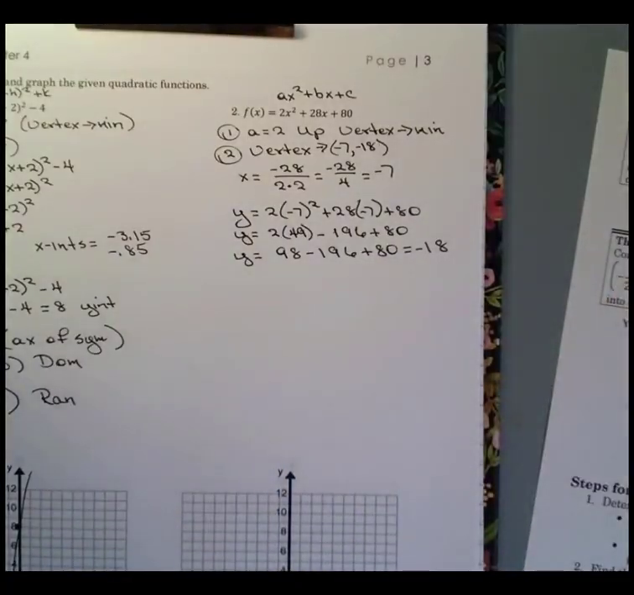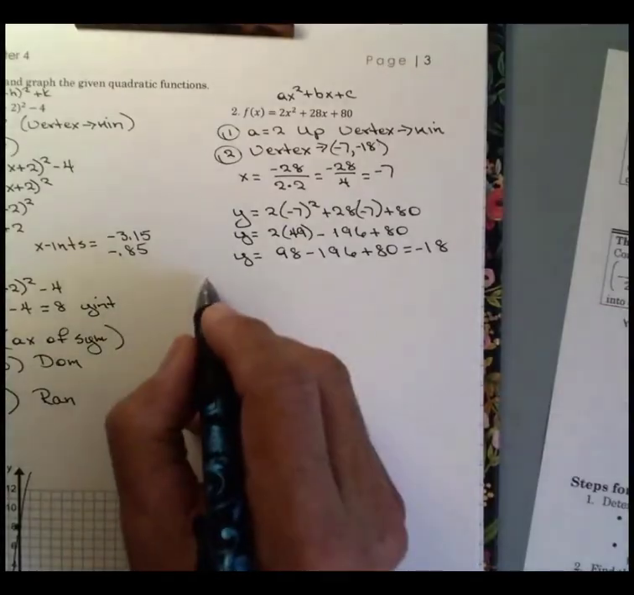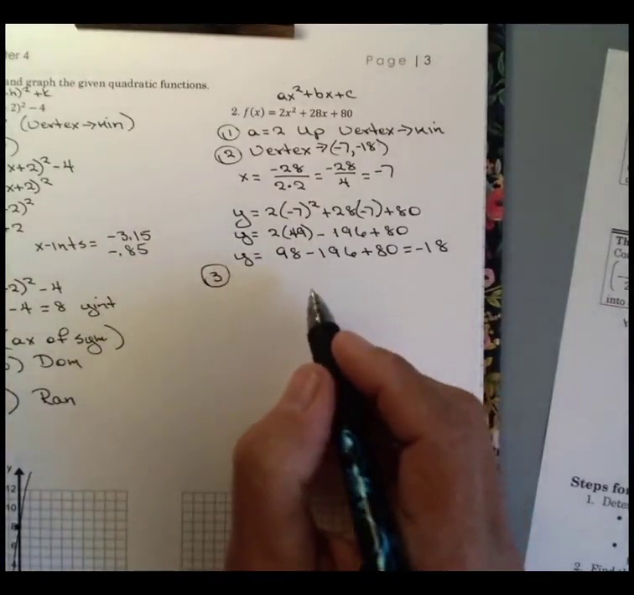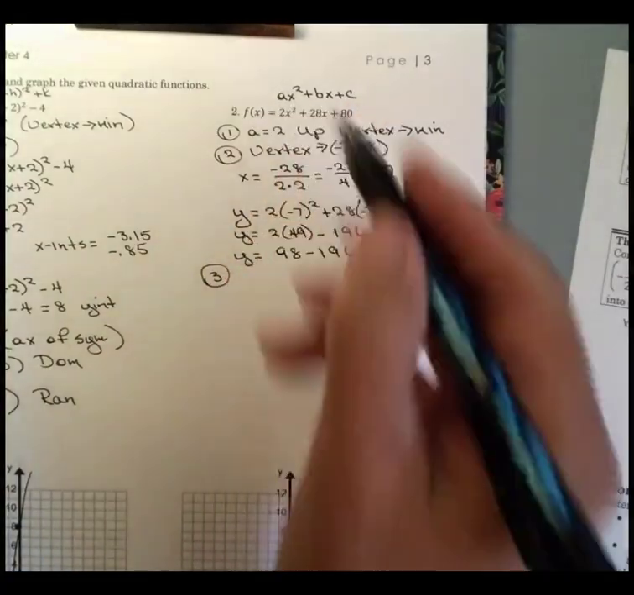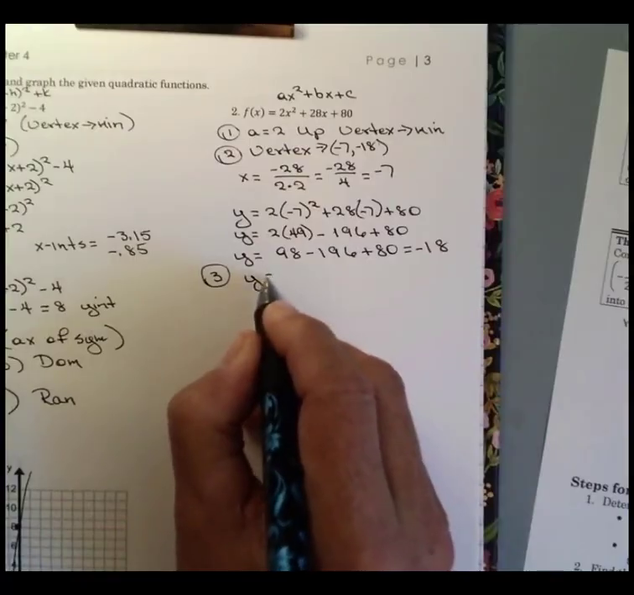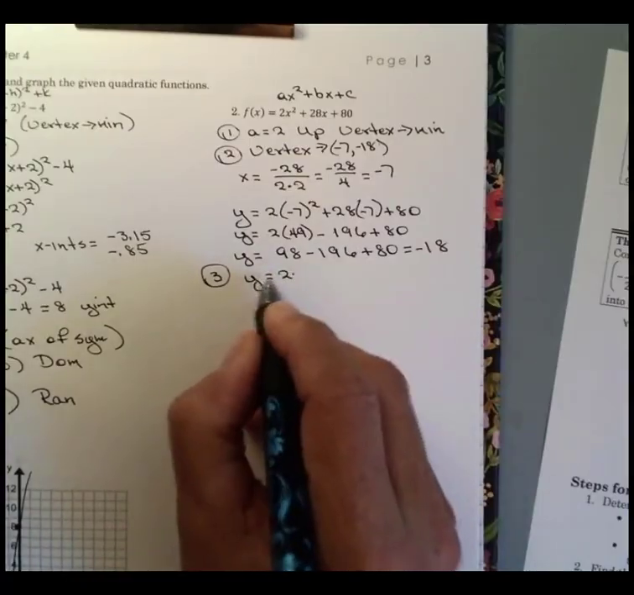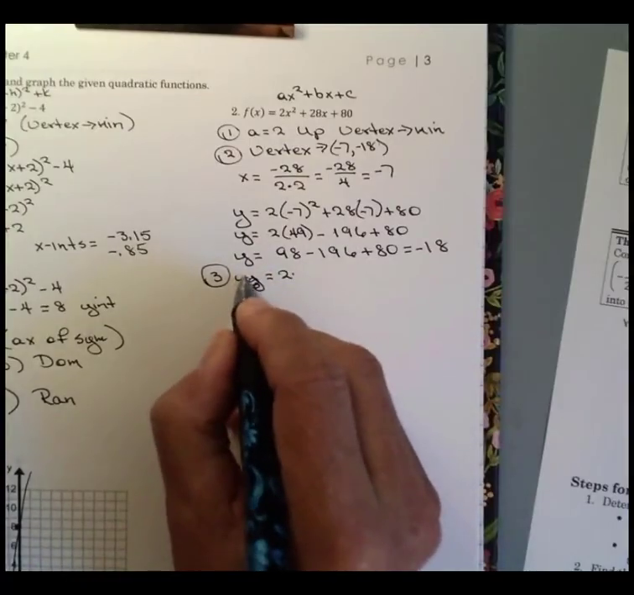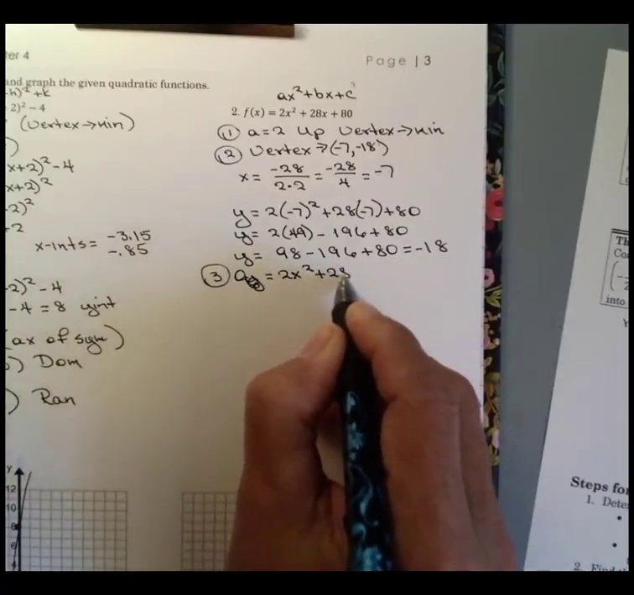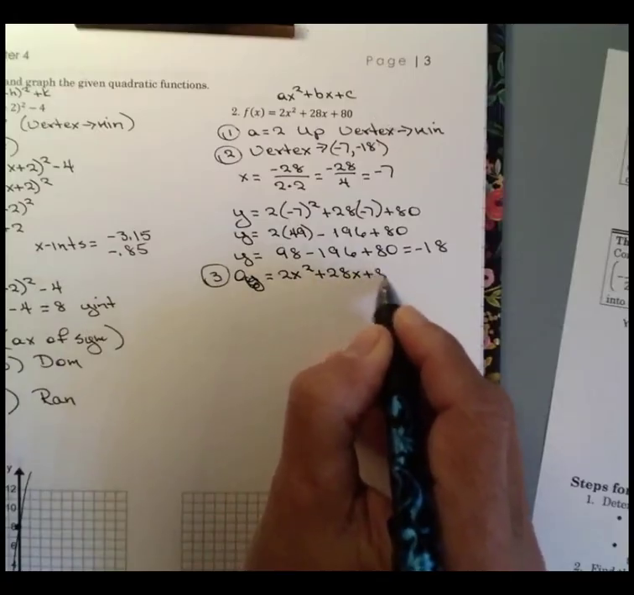Part number 3 says find the x-intercepts. Well, for the x-intercept, we want y to equal 0. So we can do the same thing that we did. We don't have to have a special format of the equation to do that. We just say y is equal to 0, right? 0 is equal to 2x squared plus 28x plus 80.